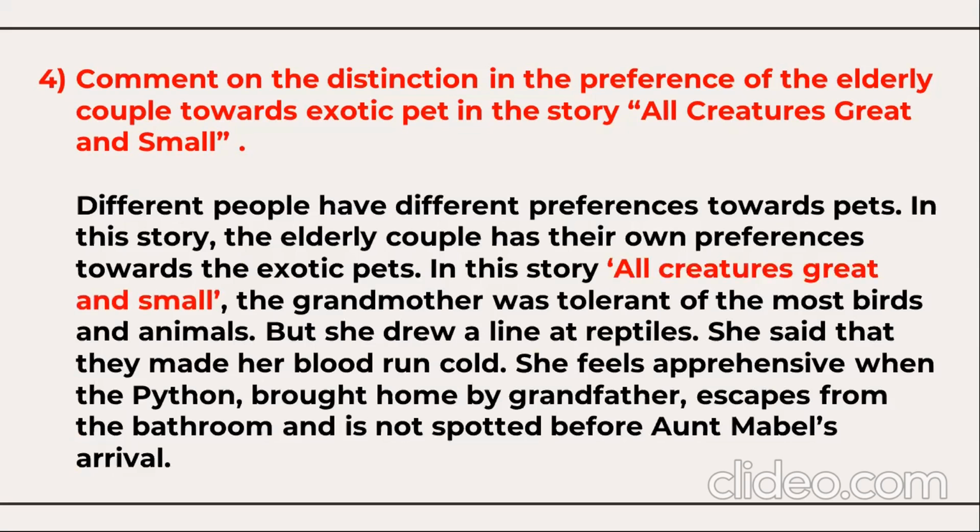Different people have different preferences towards pets. In this story, All Creatures Great and Small, the elderly couple has their own preferences towards exotic pets. The grandmother was tolerant of most birds and animals, but she drew a line at reptiles. She never liked the reptiles. She said that reptiles made her blood run cold.